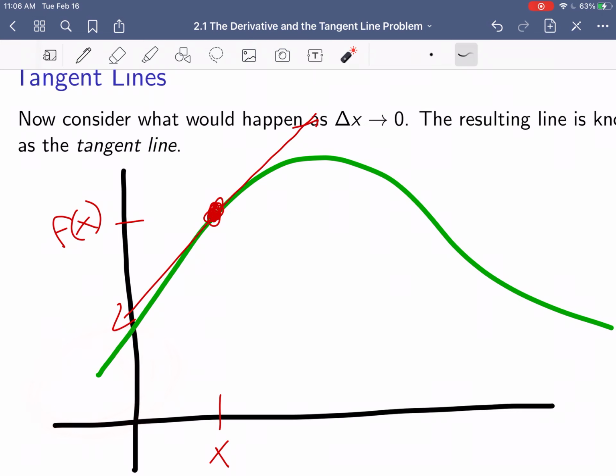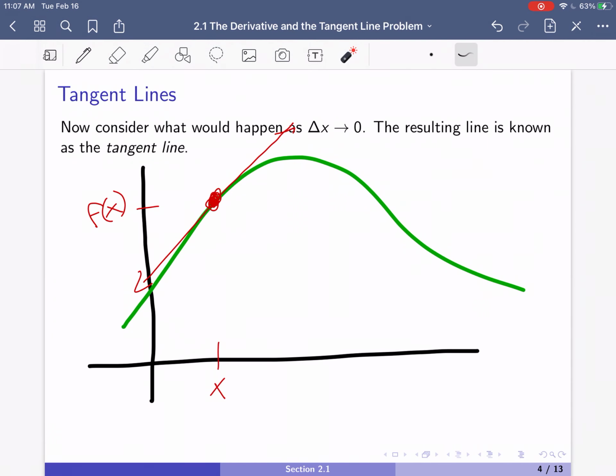The tangent line is hitting at a single point. Now, in theory, it could hit at other points, either below or above the function. But locally, it's hitting at only a single point within some neighborhood. Fantastic.